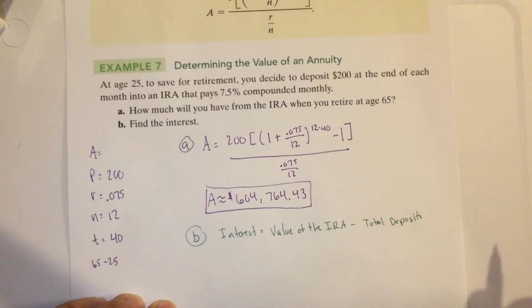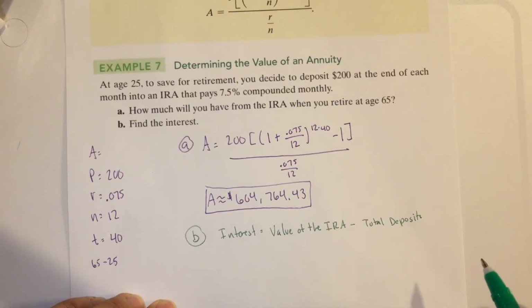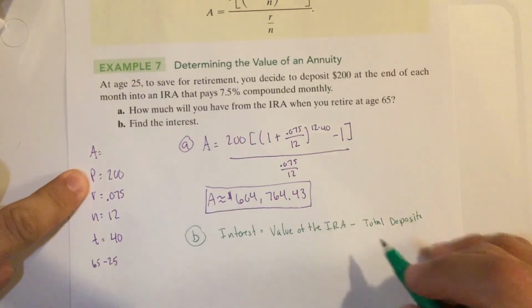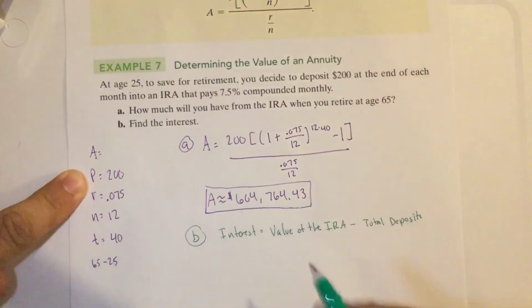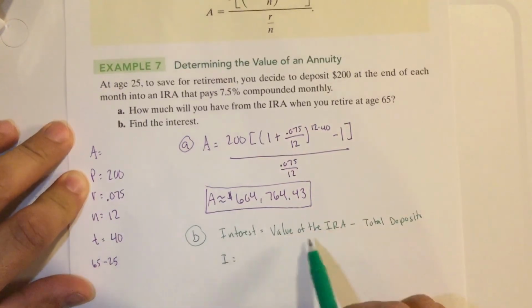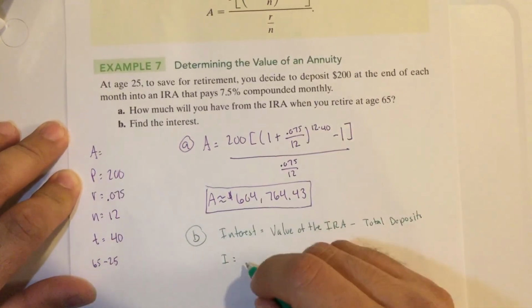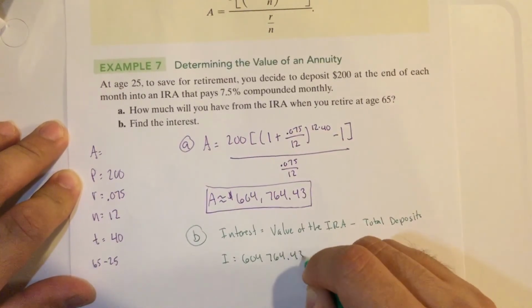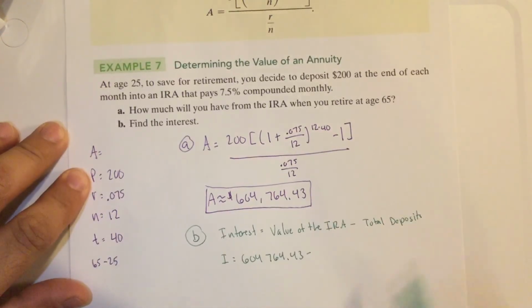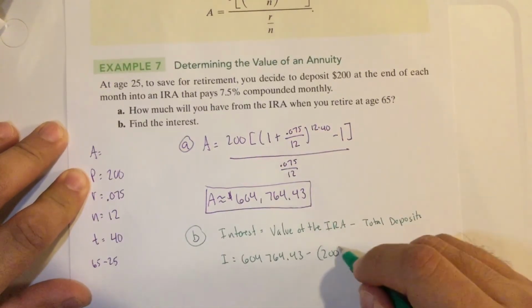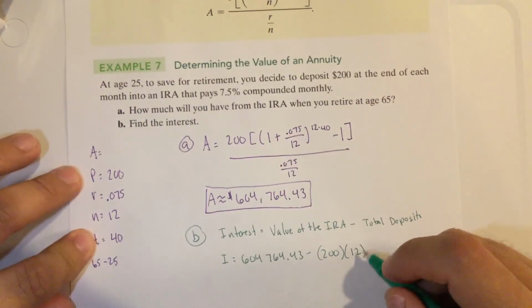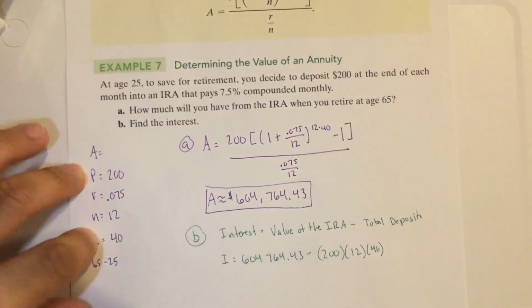And so let's go ahead and talk about this. So the total deposits actually relies on 3 things. It's going to depend on the deposit, which is 200. Actually, let me just write this out. So interest equals the value of the IRA, which we just got a second ago, 604,764.43 minus the total deposit. So we start with $200. That's how much we're depositing a month, times the number of times, 12, and the number of years, 40.